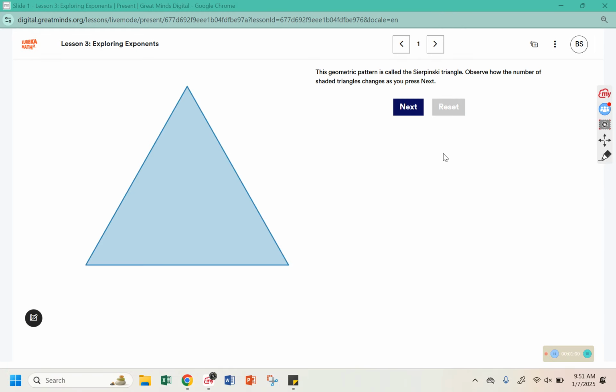This is a digital lesson. So if your teacher has opened it, go ahead and follow along with me. Otherwise, you can just watch the video. It says this geometric pattern is called a Sierpinski triangle. Observe how the number of shaded triangles changes as you press next.